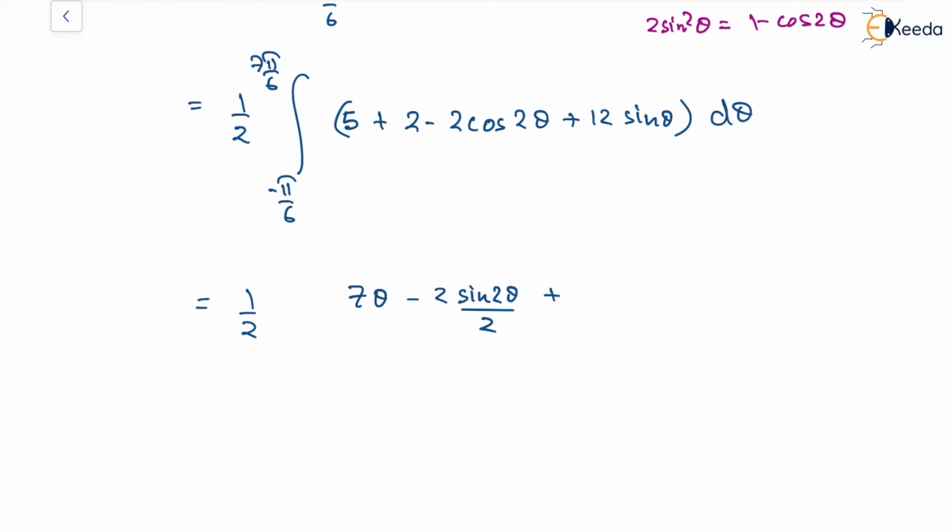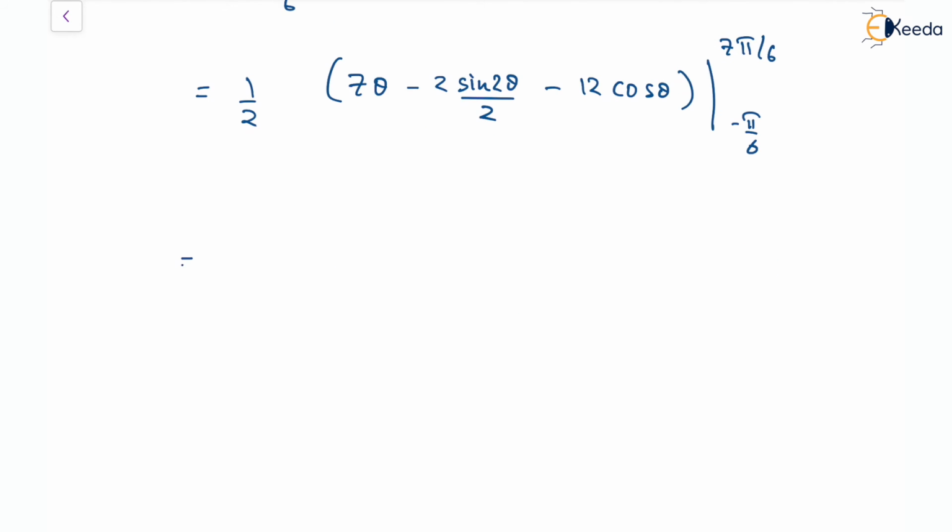So integration of sine theta will be minus cos theta. So this is going to be minus 12 cos theta, and the limits are minus pi by 6 to 7 pi by 6. For the constant part, that is 7 theta, 7 pi by 6 minus of minus pi by 6. So that will actually be 7 and 1, so that will be 8.